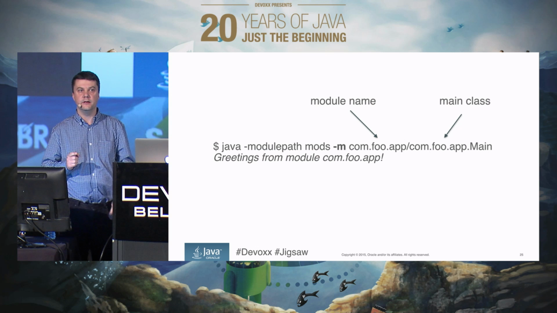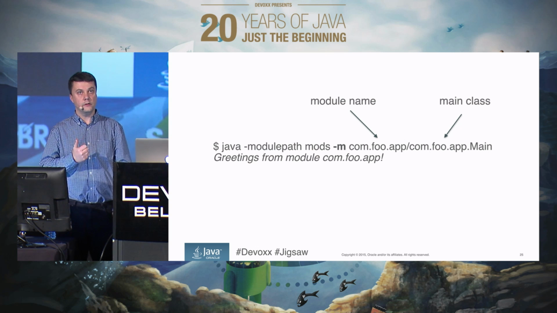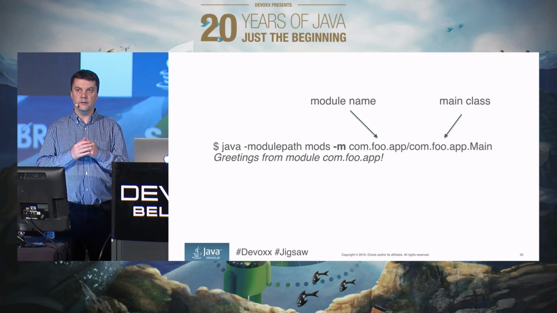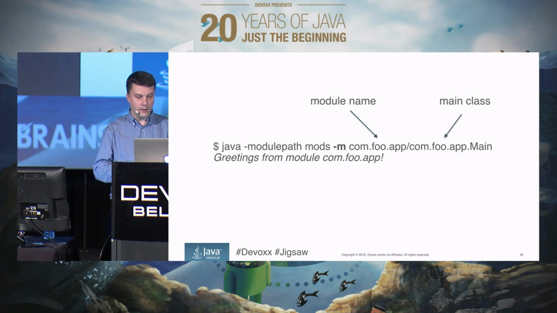The important thing to take from this is that the java launcher also has a module path option, and we've tried to keep the javac and java launcher options working the same way, so that it has the familiar feel that Java has always had.